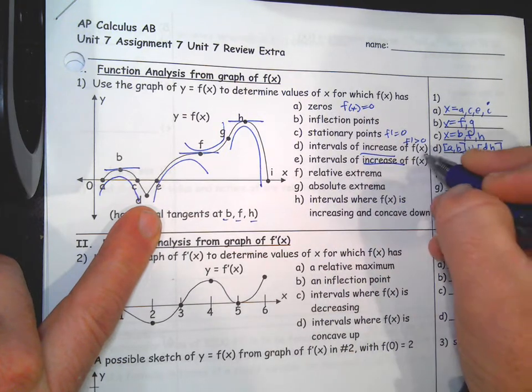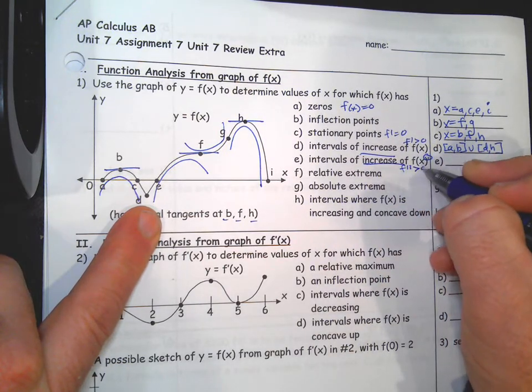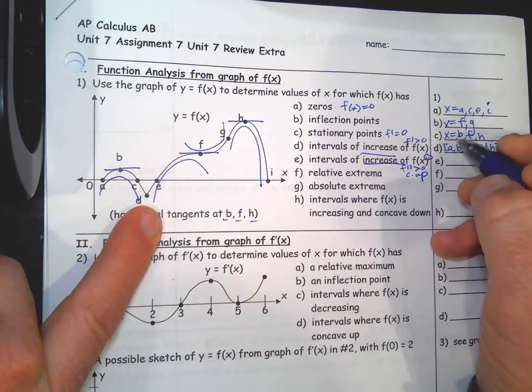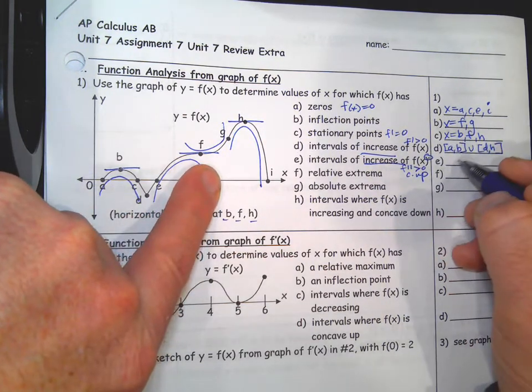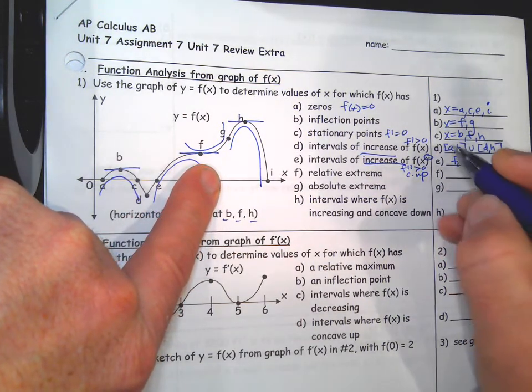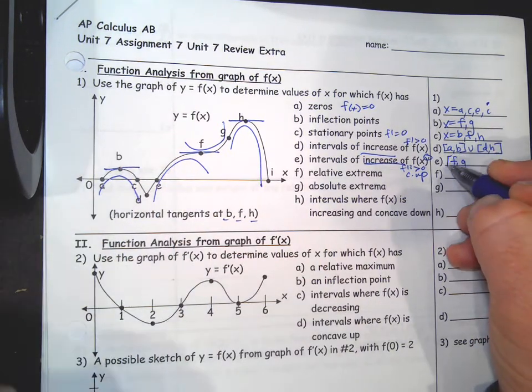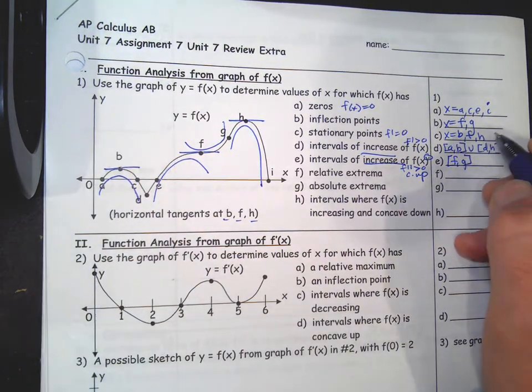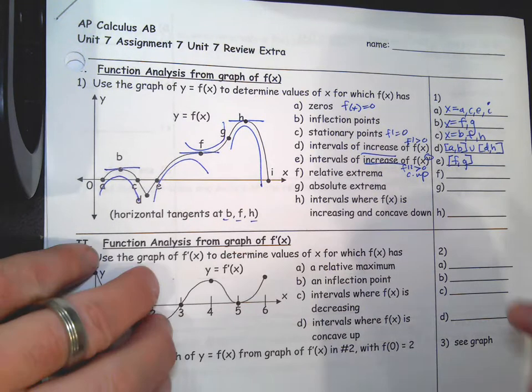Increase of F prime, that'd be F double prime is positive, where we're looking for concave up. So that'd be F to G, but we don't usually include endpoints for concavity. But it didn't ask for concavity, it asked for something being increasing. So we are going to include the endpoints.